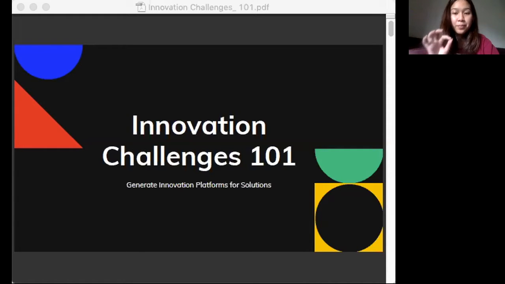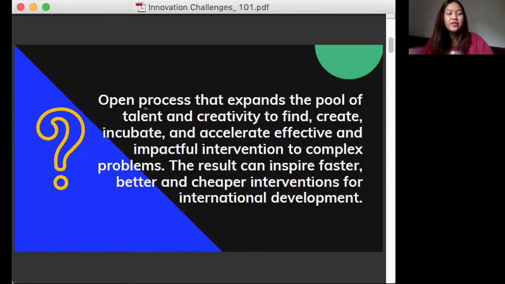I'll be explaining a bit of an introduction to innovation challenges. So, what are they? Innovation Challenges is an open process that expands the pool of talents and creativity to find, create, incubate, and accelerate effective and impactful intervention to complex problems. The results can inspire faster, better, and cheaper interventions for international development. So, in short, these challenges is a tool to accelerate progress towards ambitious goals, address tough issues, and give incentives or rewards for solvers, and also can unlock additional finance and resources for the challenge.